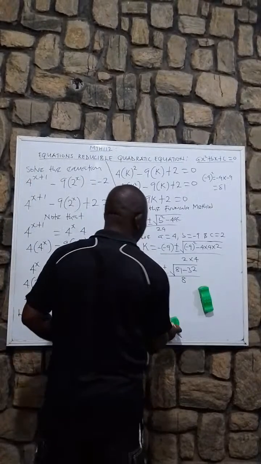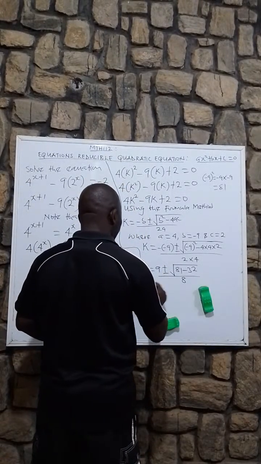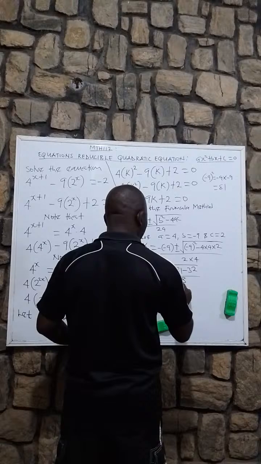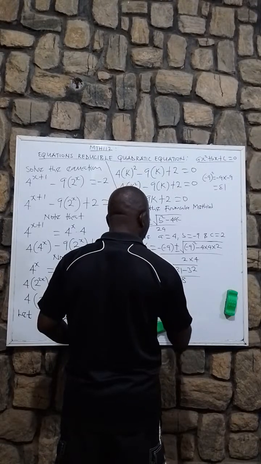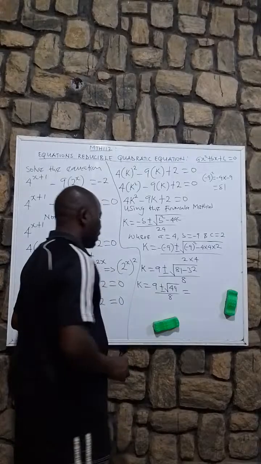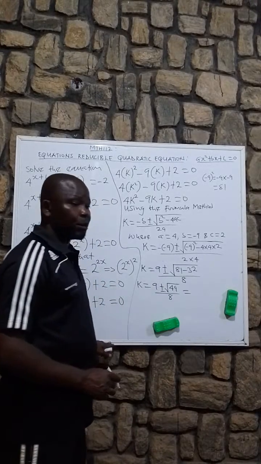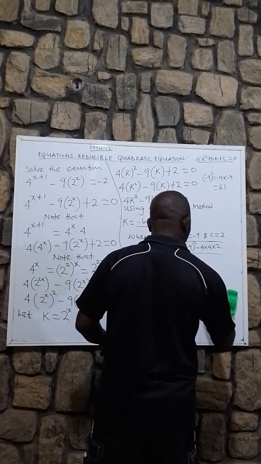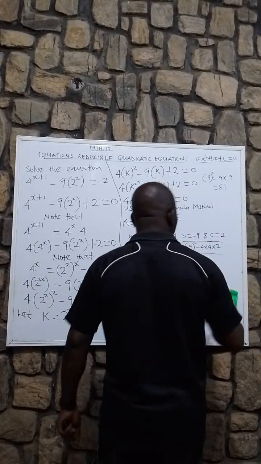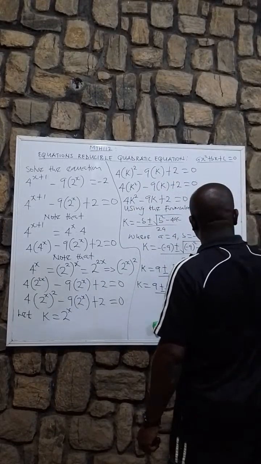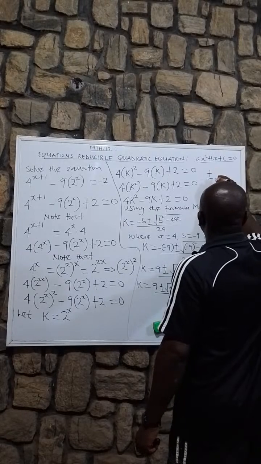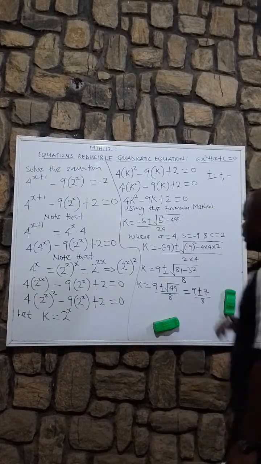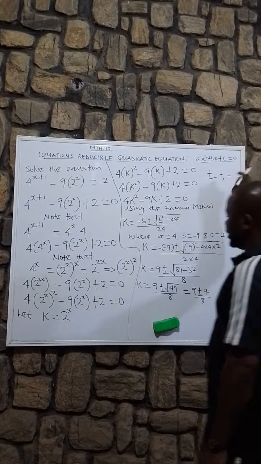So here, our k is equal to 9 plus or minus the square root of 49, all over 8. What is the square root of 49? 7, right? So 9 plus or minus 7 all over 8. When you see something of this form, plus or minus, we first consider the plus and then the minus.